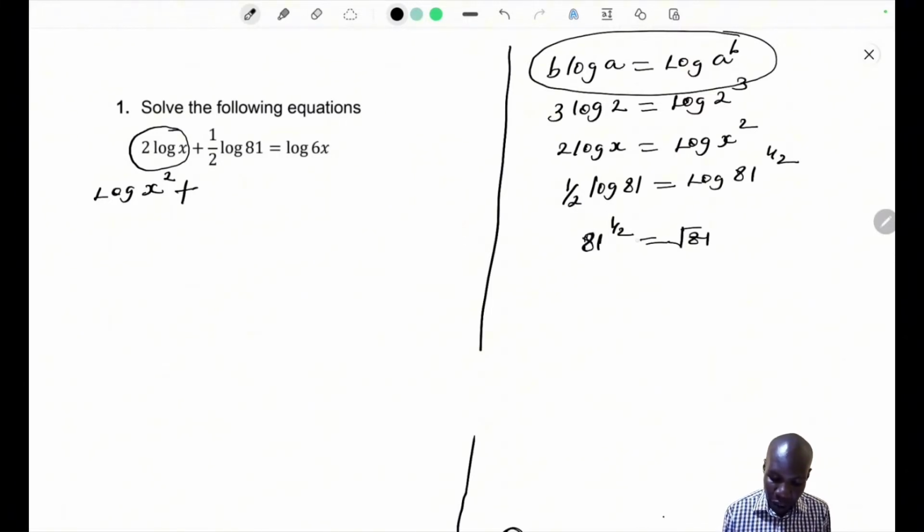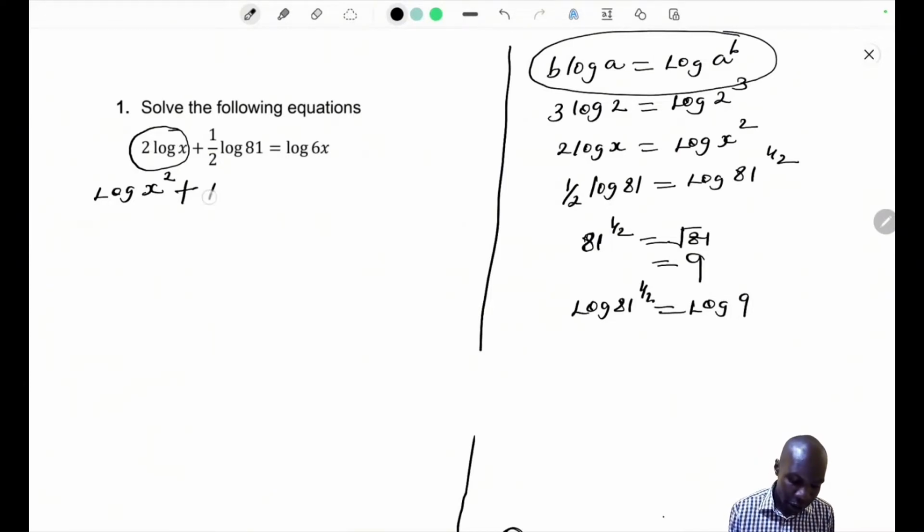So in our case here, we have 81 to power a half, which is the same as square root of 81, which gives us 9. So instead of having log of 81 to power a half, we are going to have log of 9. So in this case, we are going to have log of 9, giving us log of 6x.